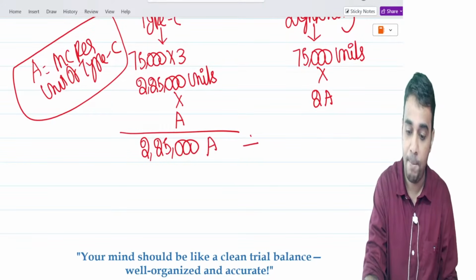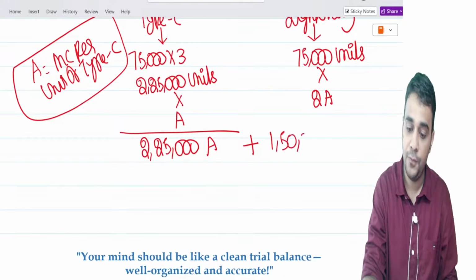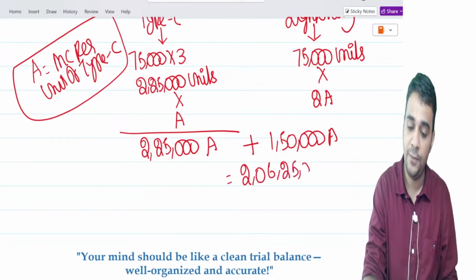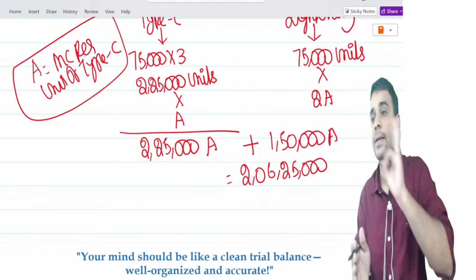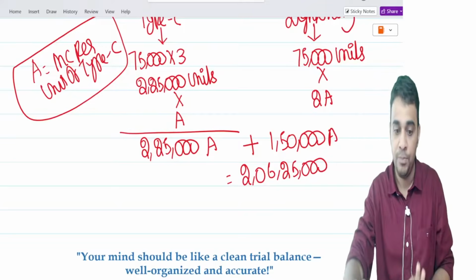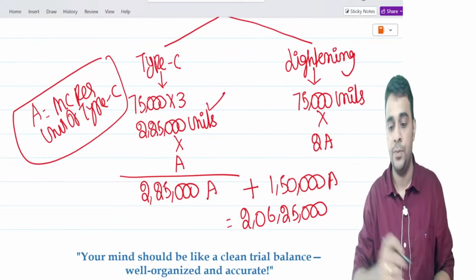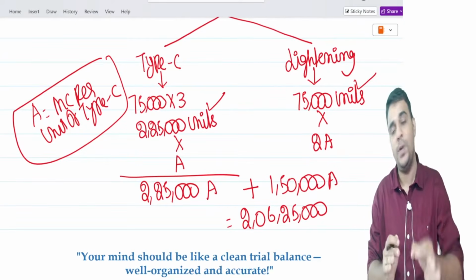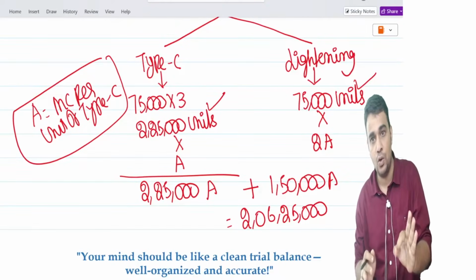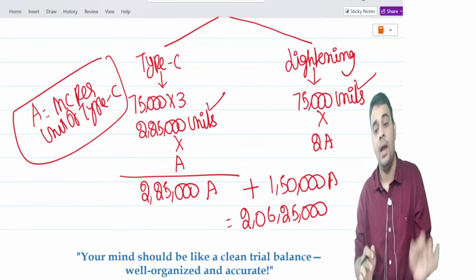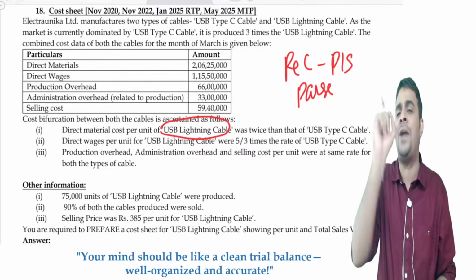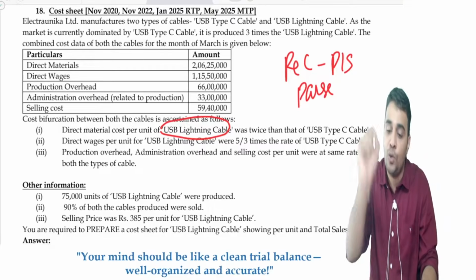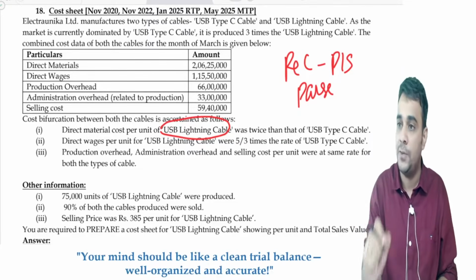2,25,000 A plus 1,50,000 A is equal to 2 crore 6 lakh 25,000. This will give me the material cost per unit of type C. In the cost sheet, I'll be writing the lightning figure. I'll repeat again: 75,000 into 3, 2,25,000. 75,000 as it is. A is equal to material cost per unit of type C, and lightning is twice that, because the question has said direct material cost per unit of lightning cable is twice that of the type C cable.